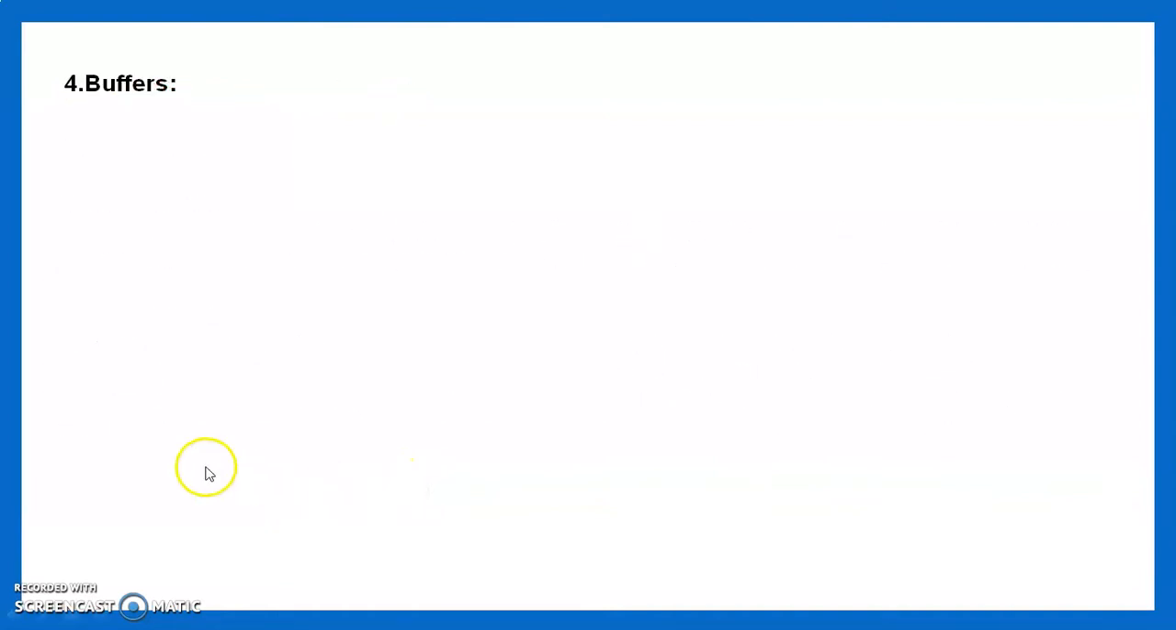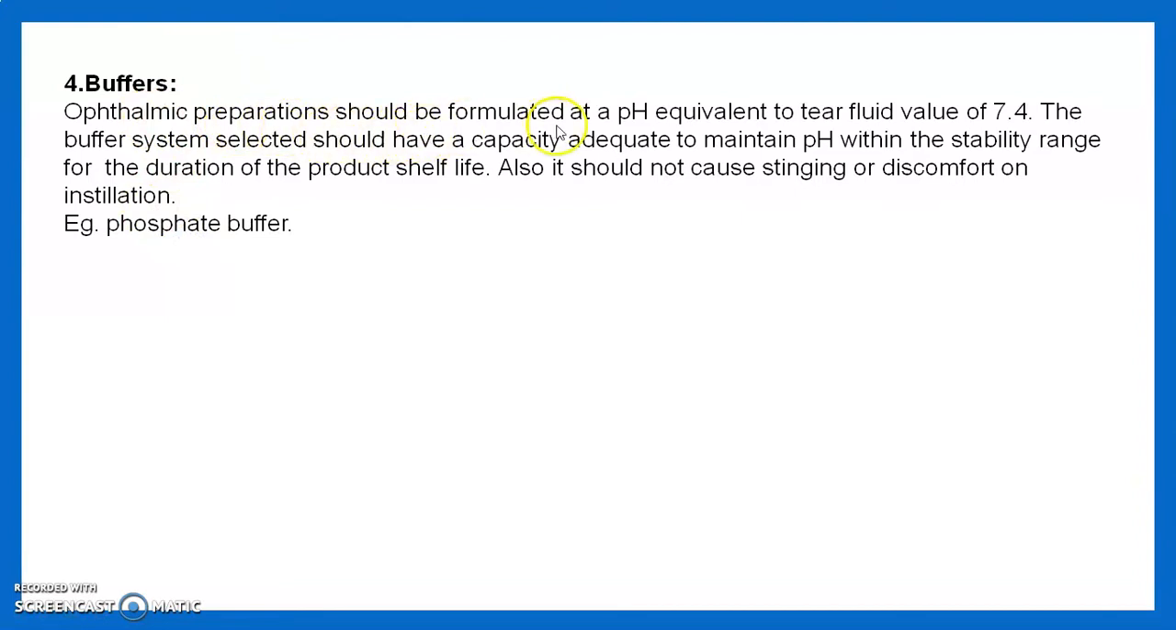Then we see the next formulating agent, that is buffers. Ophthalmic preparations should be formulated at a pH equivalent to the tear fluid value of 7.4. The buffer system selected should have a capacity adequate to maintain the pH within the stability range for the duration of the product shelf life. Also, it should not cause stinging or discomfort on instillation. For the eye, phosphate buffers are preferred.